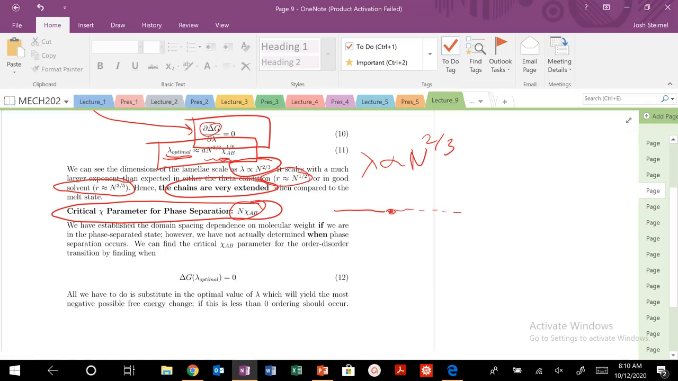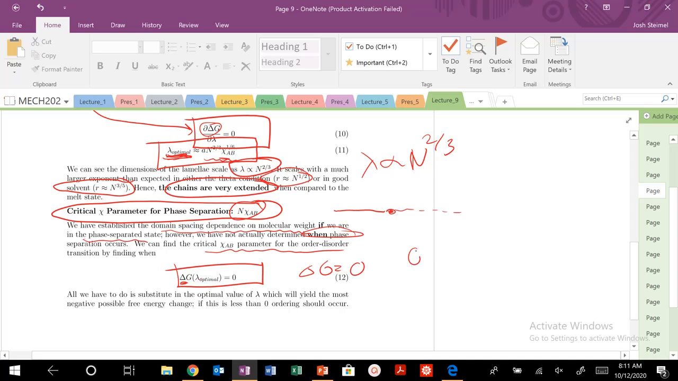Well, we can see that we've basically said this dependence on molecular weight if we're in the phase separated state, but we haven't determined when that occurs. The way that we can find the critical chi-AB for this order-disorder transition, we have this optimal lambda for when we are phase separated. So let's plug in this lambda optimal and figure out when delta G equals 0. Because when we're in equilibrium, that means order and disorder are equally probable once we have this optimal lambda.